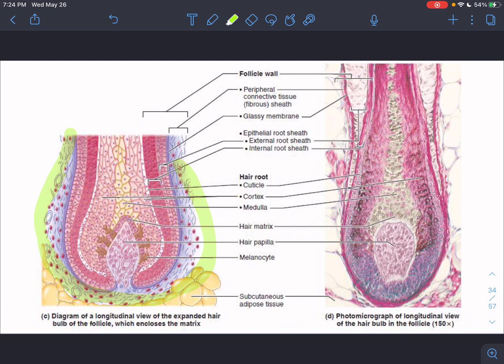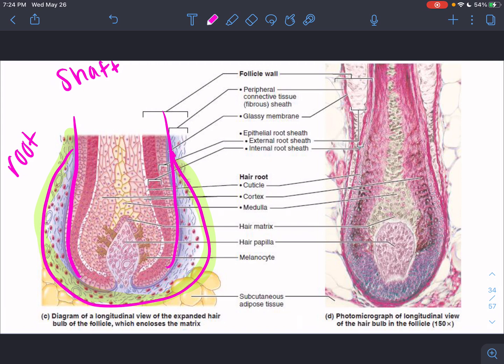You don't need to know all of these things. I'm not worried about all those little things. But you should know the root is under the skin. The shaft is above the skin. I thought I had an image to show this, but I guess not. The follicle is what is around the hair itself. The bulb is around the very bottom of the follicle. Okay, you can see here, it's kind of cool, those little melanocytes that are producing the color that's going to go into the hair itself.